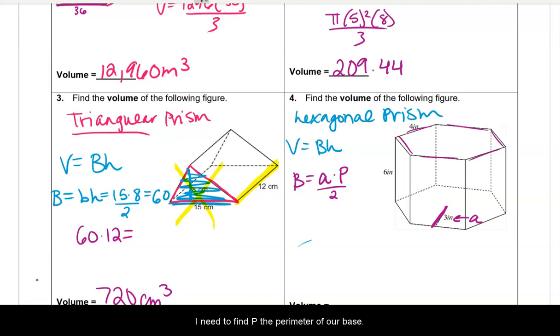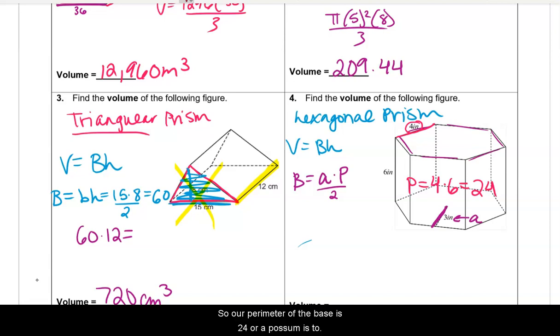Now we need to find P, the perimeter of our base. Our base is a hexagon, so that means there are 6 sides, and each side is 4 inches long. So we're going to say 4 times 6, which is 24. So our perimeter of the base is 24. Our apothem is 3, I don't know where I got 2 from. Now multiply: 24 times 3 divided by 2 is going to give us 36.